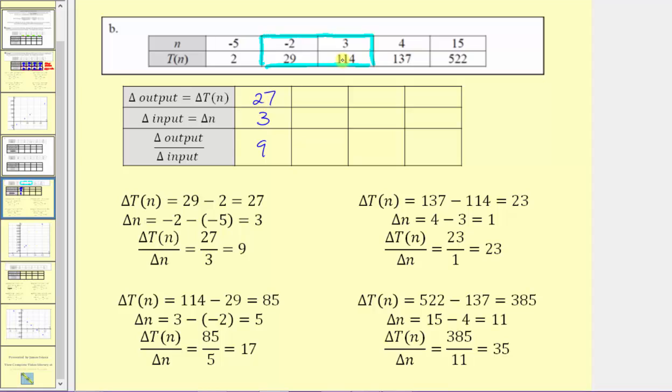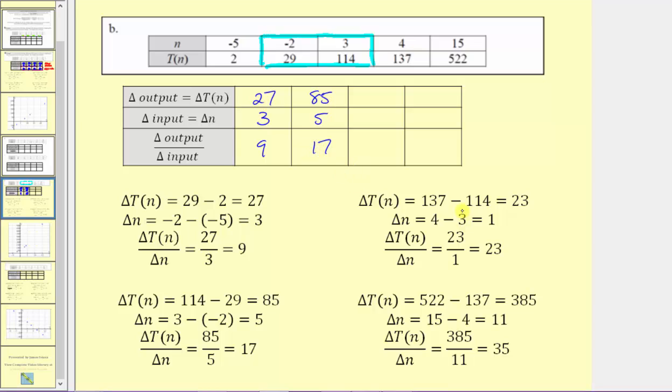So the change in the output, or the change in t of n, is 114 minus 29, which equals 85. The change in the input, the change of n, is equal to 3 minus -2, which equals 5. Notice how between these 2 points, the rate of change is 85 divided by 5, which equals 17. So we can actually stop here because notice how the rates of change are not the same here, and therefore this is not a linear function.